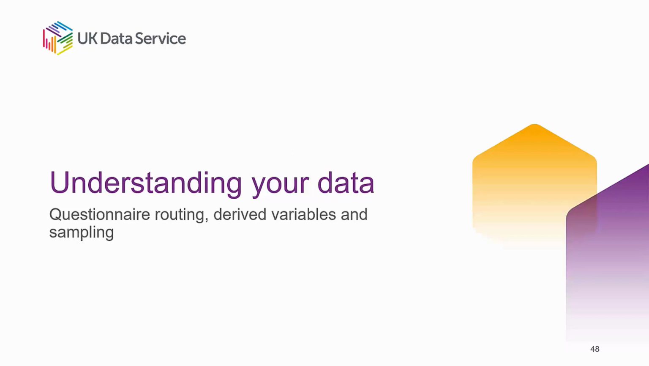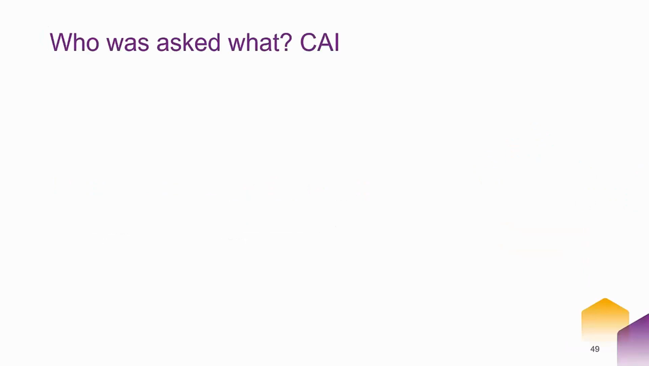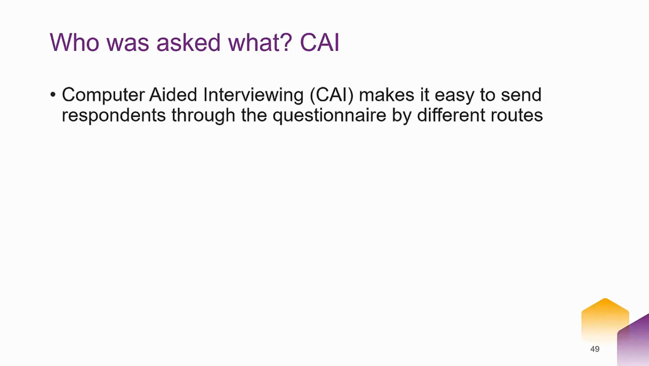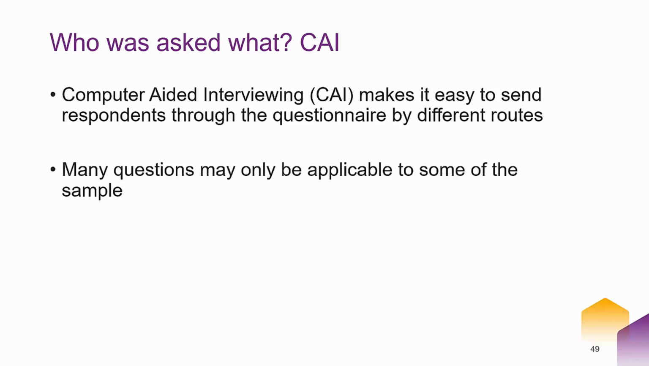Once you've chosen your data set, there are a few final things you need to consider. As we said, the documentation usually contains information on the variables, but it should also have information on the questionnaire used to collect the data. To understand your variables, it's really important to understand the questionnaire. Something that's particularly important is the routing, that is, who was asked which questions. This is because many questionnaires use something called computer-aided interviewing, which sends respondents through the questionnaire by different routes depending on their previous answers. Therefore, many questions in a survey may only be applicable to some of the sample. So it's always a good idea to check the documentation to see who was asked about the variables that you're interested in.